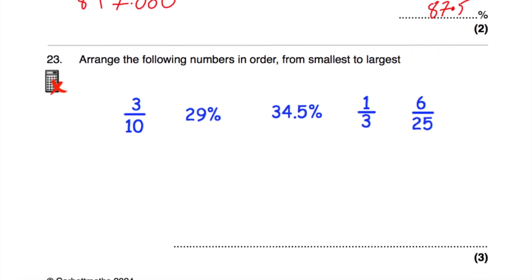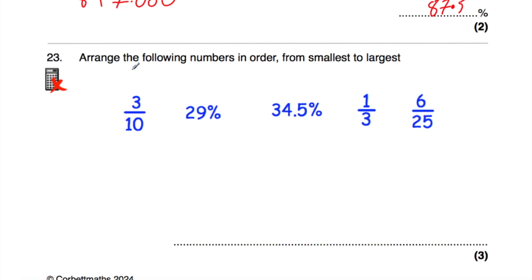Okay, let's look at our next question, question number 23. Question number 23 says, arrange the following numbers in order from smallest to largest. So I'm going to change all of these into percentages. Actually, some of them will be done for us, but I'm going to change the ones we've got as fractions. I'm going to write them as percentages.